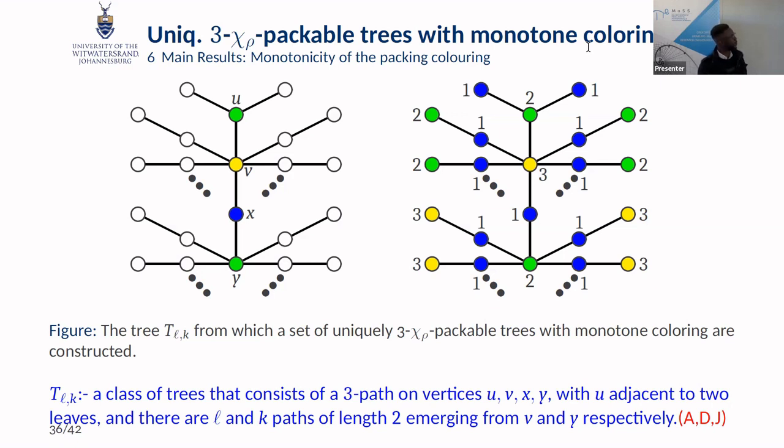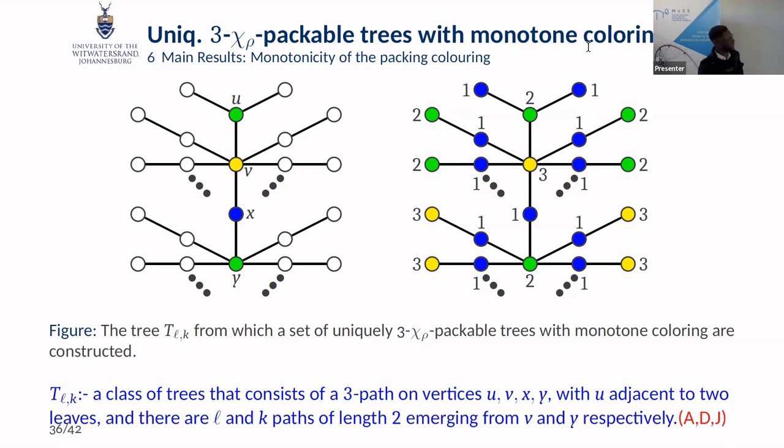And what did we do? We now define the one that we call T_L of K to be the class of trees that consists of a path on vertices U, V, X, and Y, with U having two leaves, and we have K and L parts of length two emerging from what? V and Y, respectively. So if you look at this, this one cannot take three, those two. Even these three cannot take two. So it's uniquely packable, and this is where we are going to stop.